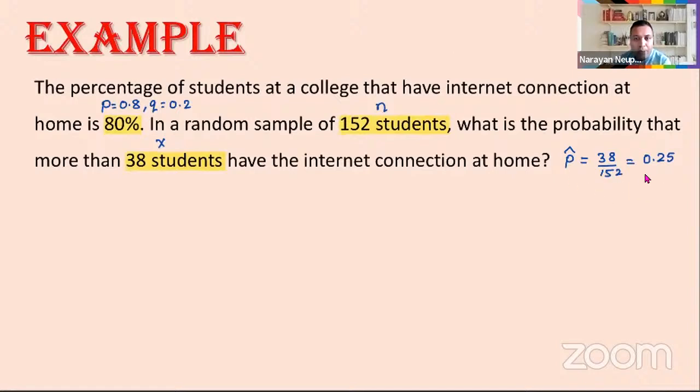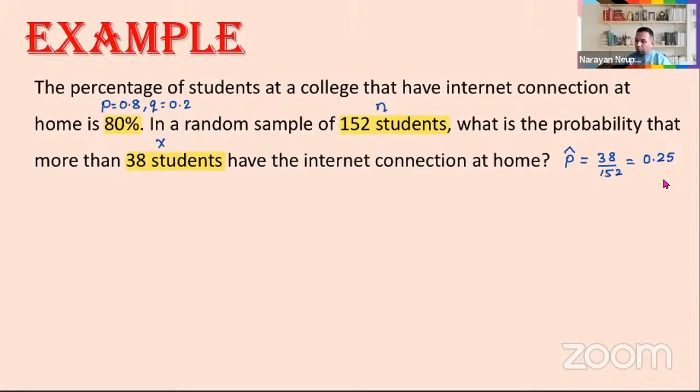We have to find the probability that more than 25% have internet connection at home. So one more time, in general, 80% have internet connection at home. That means P equal to 0.8, Q equal to 0.2. We surveyed 152 students. We have to find the probability that more than 38, that means in terms of proportion, more than 0.25 or more than 25% have internet connection at home. We have to find that.